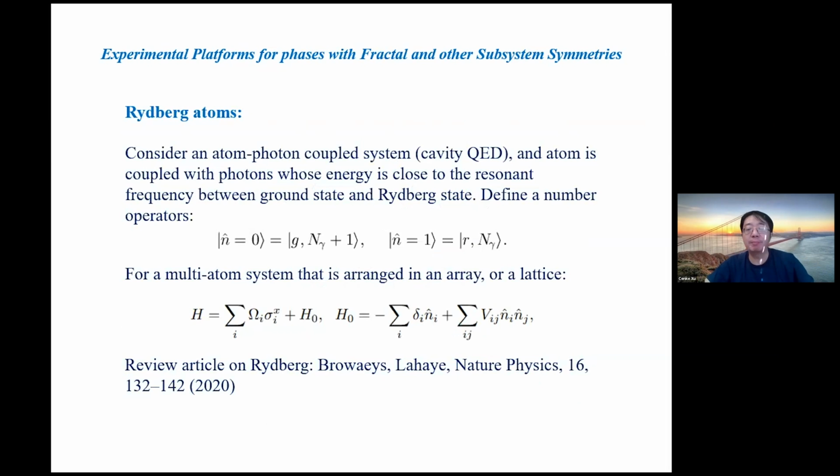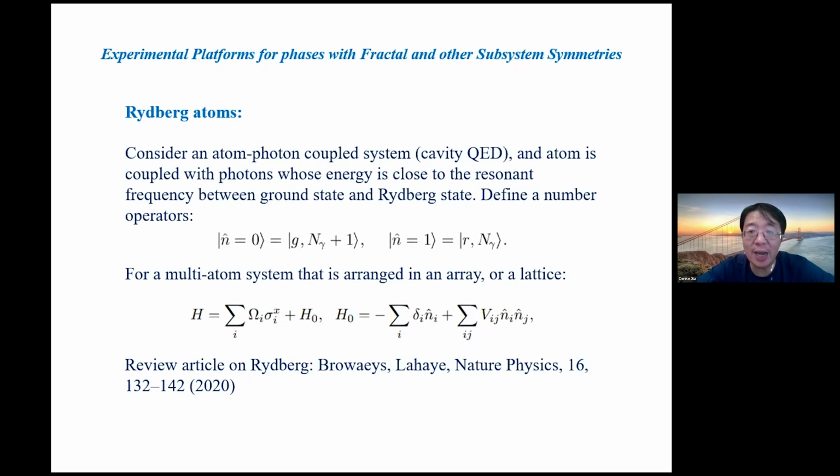Let me explain a bit more about Rydberg atoms. Experimentally, how do we manipulate the Rydberg atoms? We can couple the atom to photons. The photon will have a frequency or energy very close to the resonant frequency. The resonant frequency means the energy difference between the ground state and the Rydberg state. So we can tune the photon energy very close to the energy difference between the Rydberg state and the ground state of the atom.